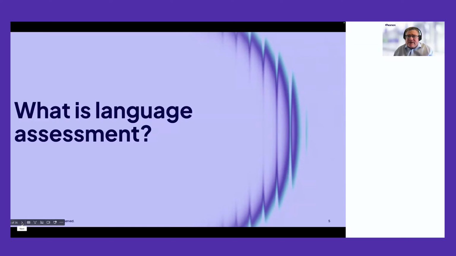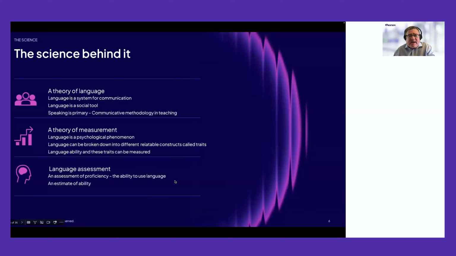Now, the things I'm going to go through here underpin a wide range of principles that we follow when we're developing language assessments at Pearson. And these are the principles that underlie the development of the Express Test. So when you're thinking about a language assessment, you have to have in mind a theory of language, because obviously you're testing something, but you have to understand, well, what is it exactly that I'm testing?